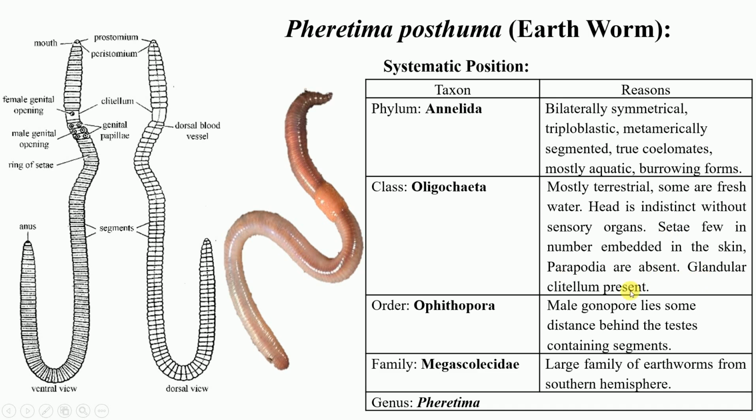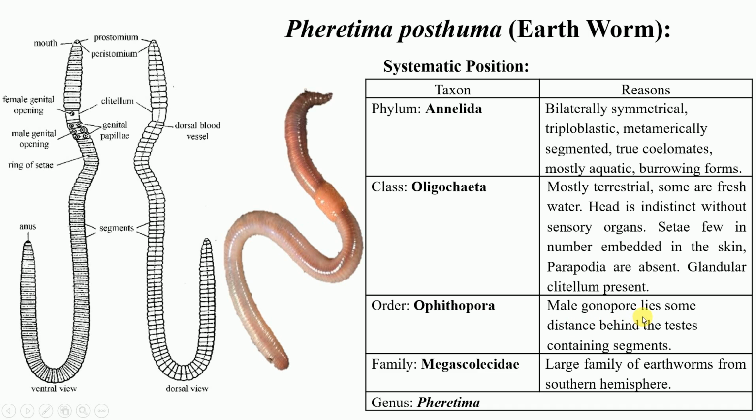Then a glandular clitellum is present. So here in the diagram you can see this is a dark patch. This patch is known as the clitellum. So as they are provided with the clitellum, they also have another taxon, that is the superclass Clitellata, because they are provided with a clitellum. Then the next order is Opisthopora.